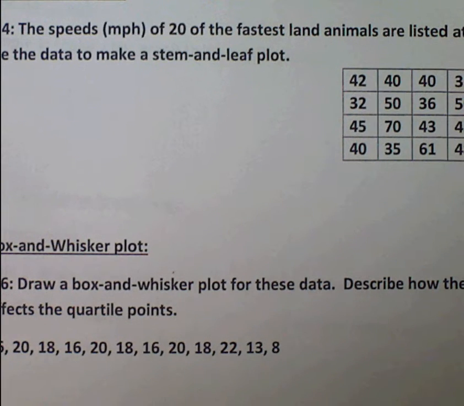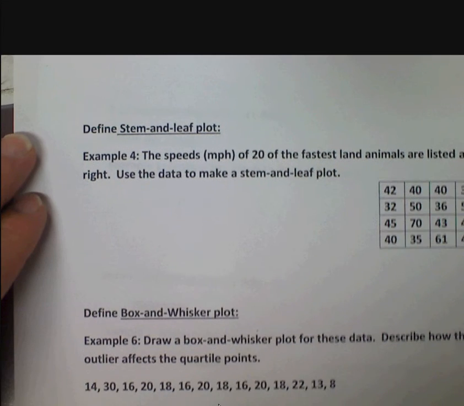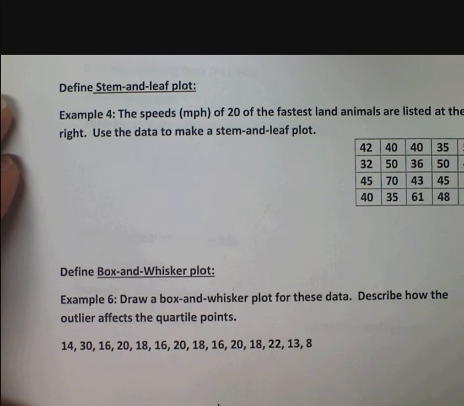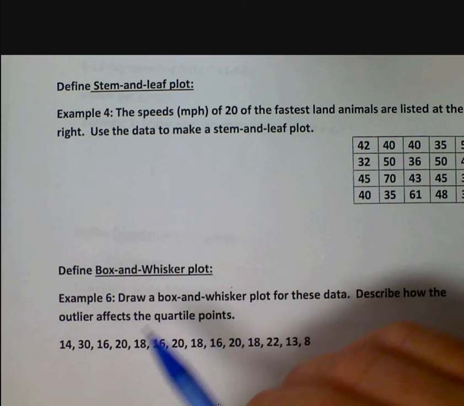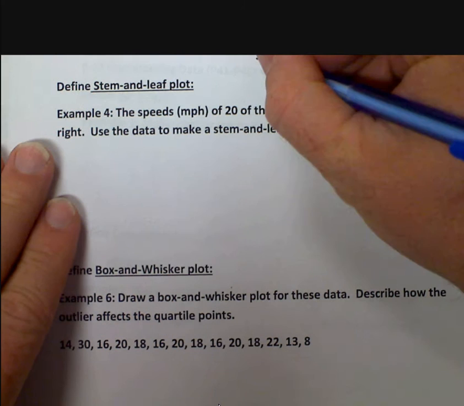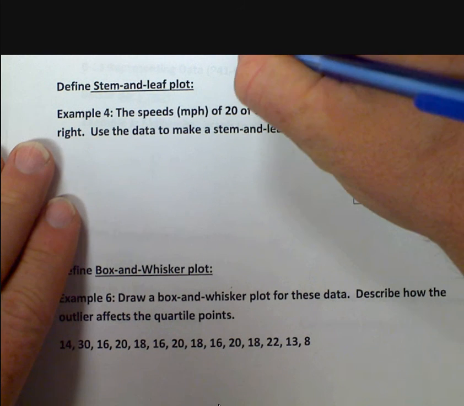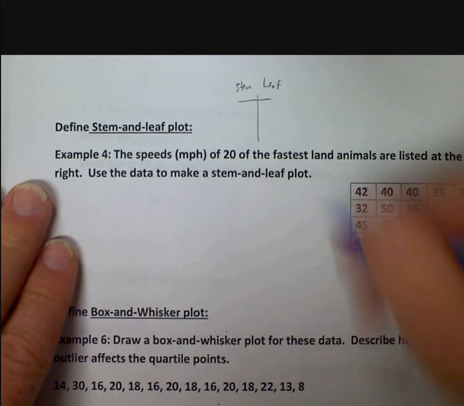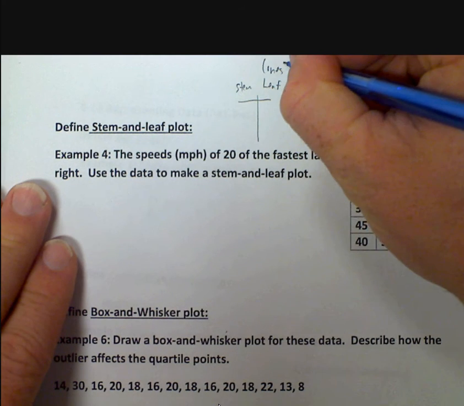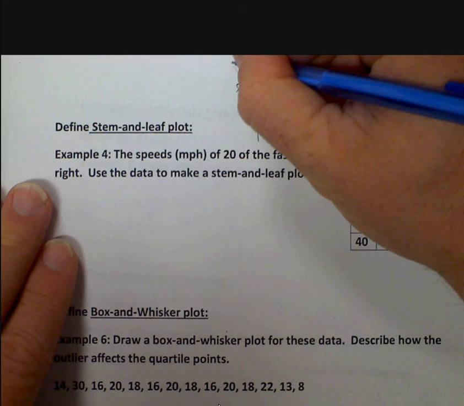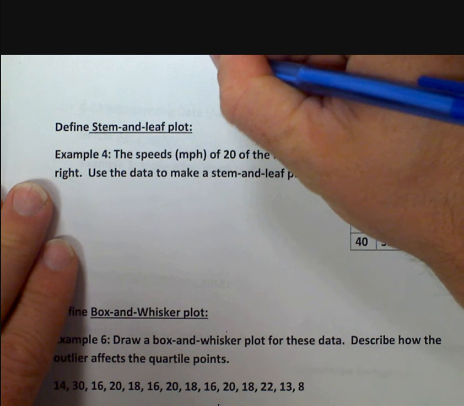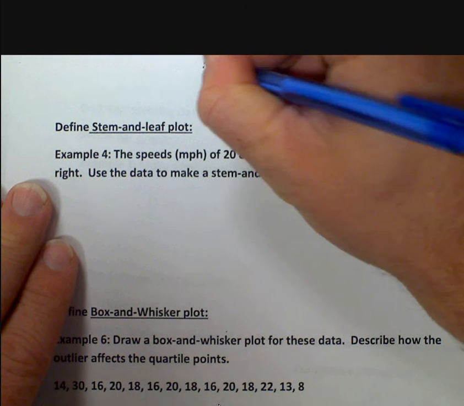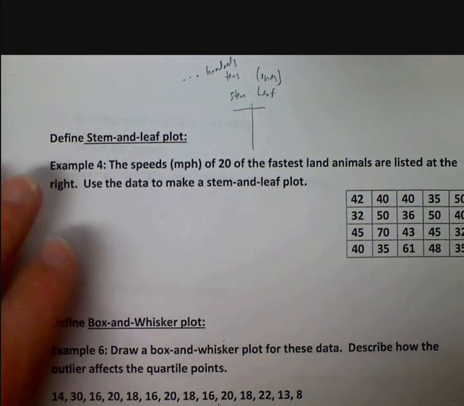But the two that I want to focus on are a stem and leaf and a box and whisker. So let's go ahead and define a stem and leaf. A stem and leaf is whenever we separate the data: we have a stem and we have a leaf. When we separate the data, the leaf part is always our ones value, and our stem is always the tens, hundreds, and so on and so forth, if they get larger.